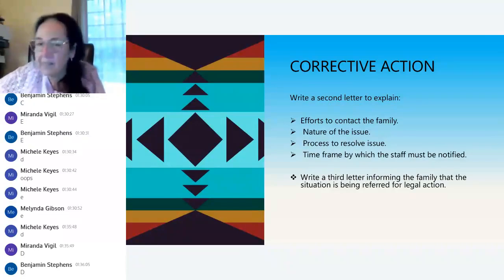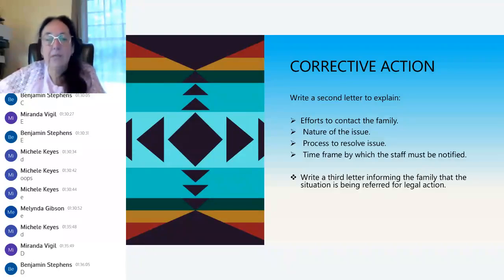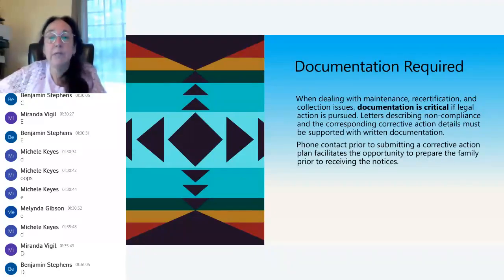Then there's a second letter, same thing. Efforts to contact them, nature of the issue, process to resolve, time frame which the staff have to be notified. The third letter informs them that it is being referred for legal action. Documentation is critical if you're going to evict anybody or bring them to court. Okay, you have to have that.